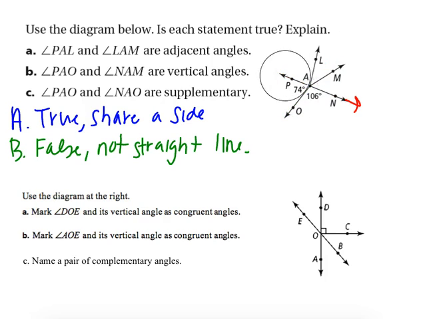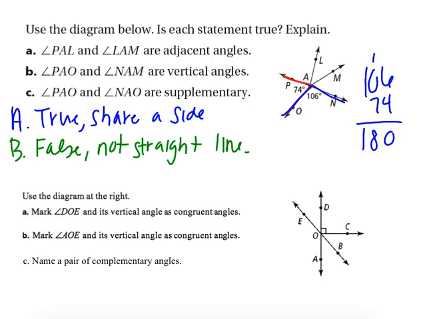Now last one here, angle PAO and angle NAO are supplementary. So again, we have to see if they add up to 180. And again, we get that it is 180, so that is true. They are supplementary. True. Add to 180.